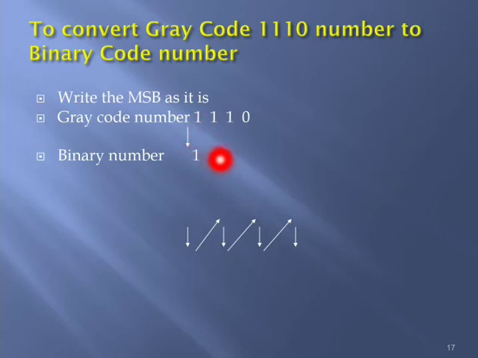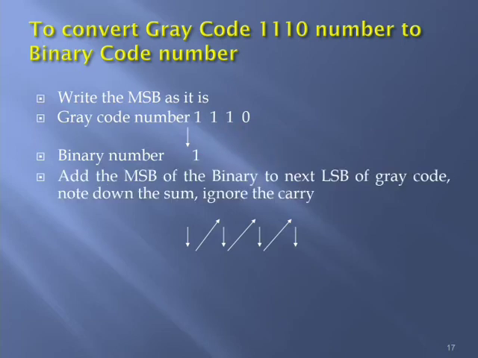In order to get the next bit in the binary number, what you need to do? You need to add the MSB bit of binary and the next least significant bit of gray code, that means 1 plus 1. So 1 plus 1 will give you a sum of 0, and here you will be getting 0, and 0 plus 1 will give you a sum of 1, and 1 plus 0 will give you a sum of 1. So it will be 1 0 1 1 you will be getting.